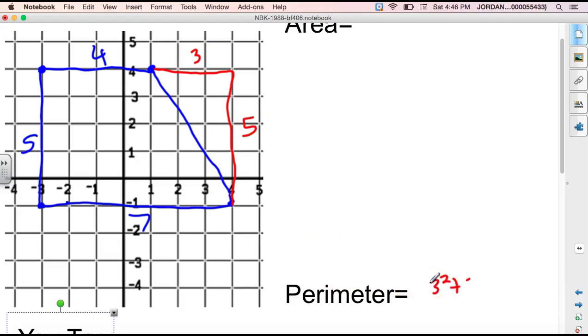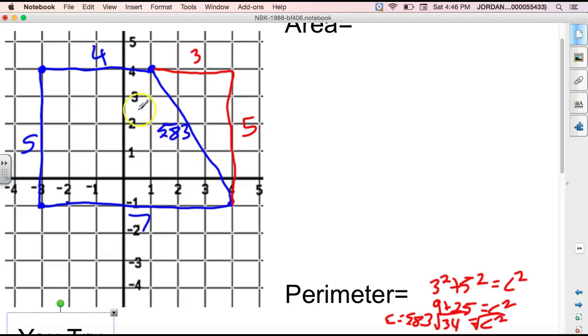So we do 3 squared plus 5 squared equals C squared. 3 squared is 9. 5 squared is 25. 9 plus 25 is 34. And then take the square root of 34. Whenever you do the square root of 34, you should get 5.83. So C right here equals 5.83. That's the distance of this side, 5.83.